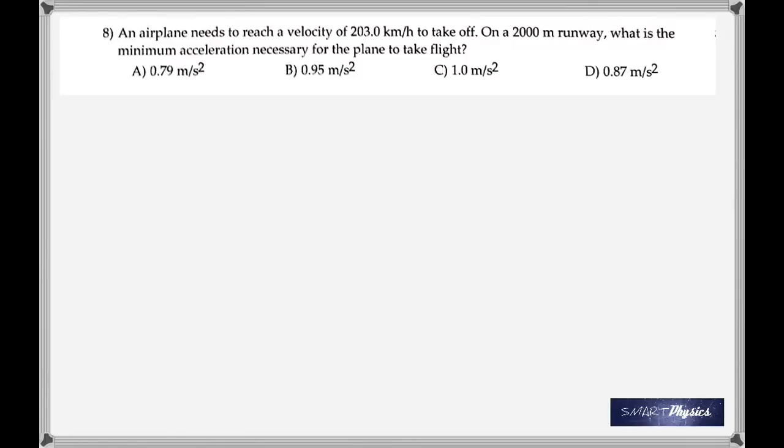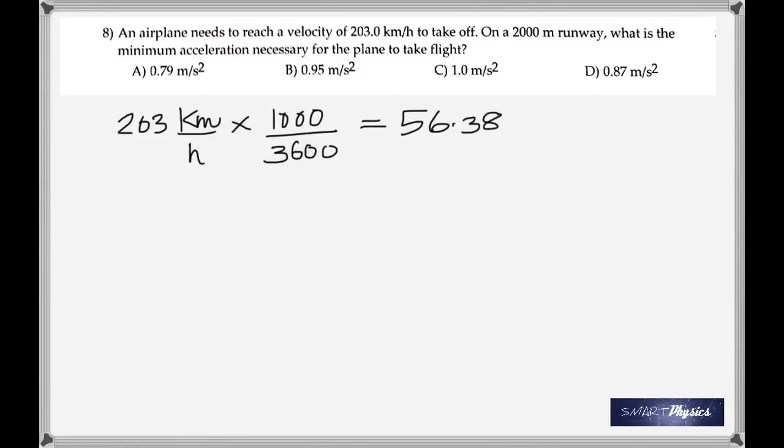Okay, brings us to the 8th question. An airplane needs to reach a velocity of 203 kilometers per hour to take off. Now, see that the velocity is in kilometers per hour. You need to change it into meter per second. And to change that in meter per second, you multiply by 1,000, because 1,000 meters is 1 kilometer, and 1 hour is 3,600 seconds. So you divide by that, you get 56.38 meter per second.